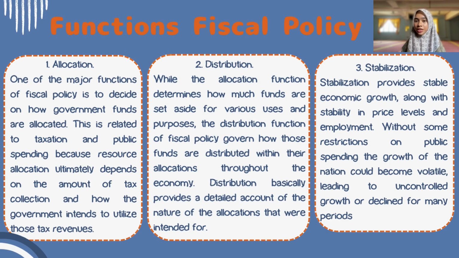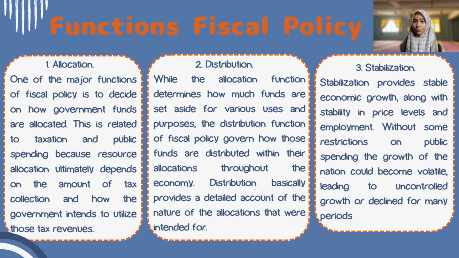There are a few functions of fiscal policy. First, allocation. One of the major functions of fiscal policy is to decide on how government funds are allocated. This is related to taxation and public spending because resource allocation ultimately depends on the amount of tax collection and how the government intends to utilize those tax revenues.